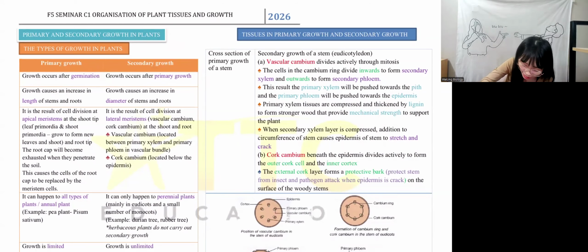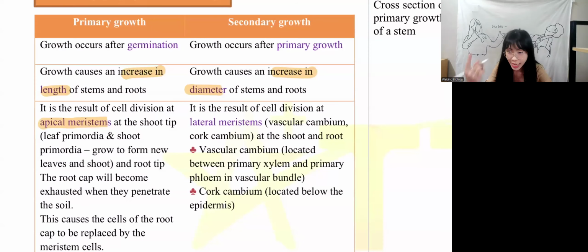Primary growth increases the length of the shoot and root. They become taller, and they go deeper into the soil. Secondary growth increases the diameter for them to have support. Primary growth only occurs in the apical meristem. That's why when they grow taller, they get more sunlight. When they grow deeper, they get more water and minerals.